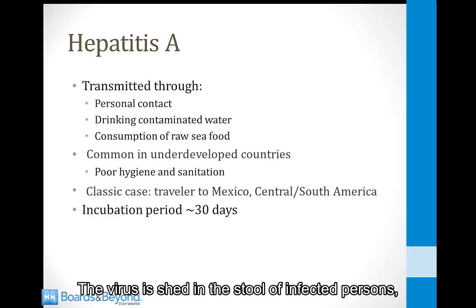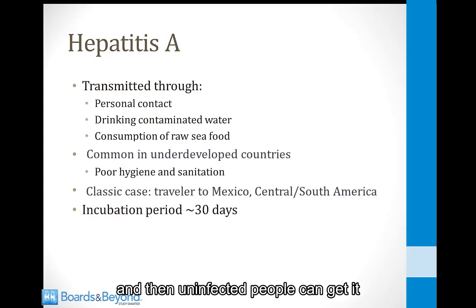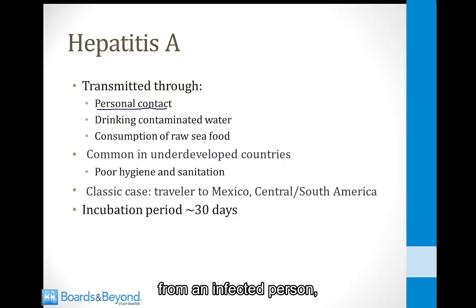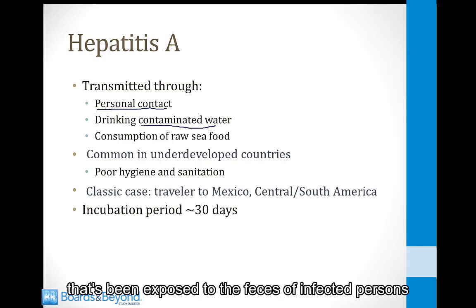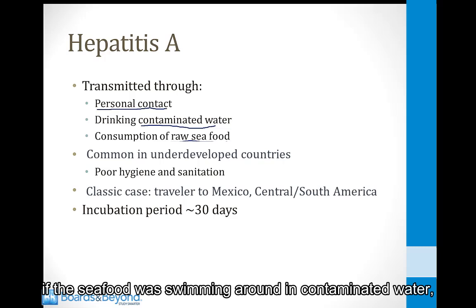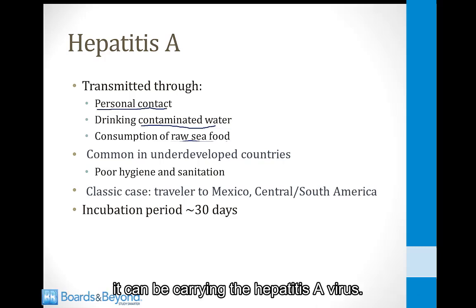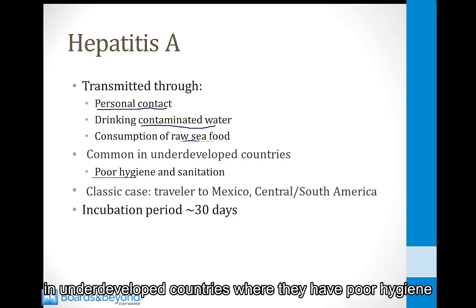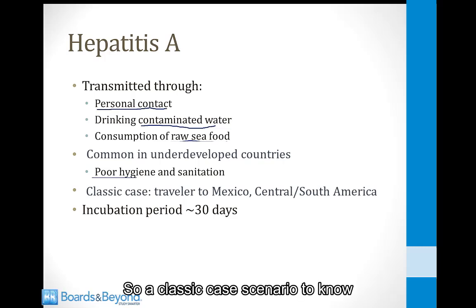The virus is shed in the stool of infected persons, and then uninfected people can get it through personal contact with the stool from an infected person, often from drinking contaminated water that's been exposed to the feces of infected persons, and sometimes from consuming raw seafood. If the seafood was swimming around in contaminated water, it can be carrying the hepatitis A virus. As you can imagine, that makes this virus very common in underdeveloped countries where they have poor hygiene and poor sanitation. So a classic case scenario to know for your boards is a traveler who goes to Mexico or Central or South America.